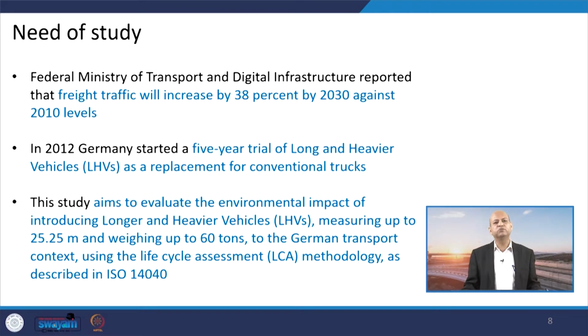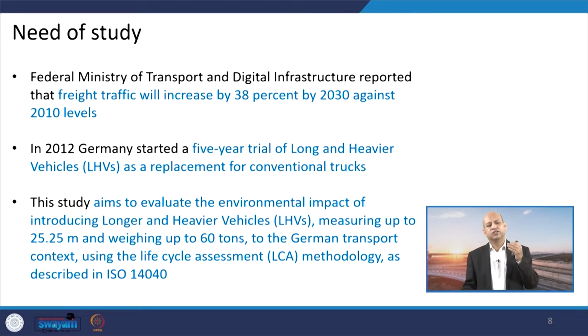In 2012, Germany started a 5-year trial of long and heavier vehicles, in short known as LHVs, as a replacement for conventional trucks, so that more load can be transported in one go and emissions can be reduced. Because if you distribute the load in smaller vehicles, the total distance traveled will be more and more emissions will be there. Then this study basically aims to evaluate the environmental impact of the introduction of these LHVs.